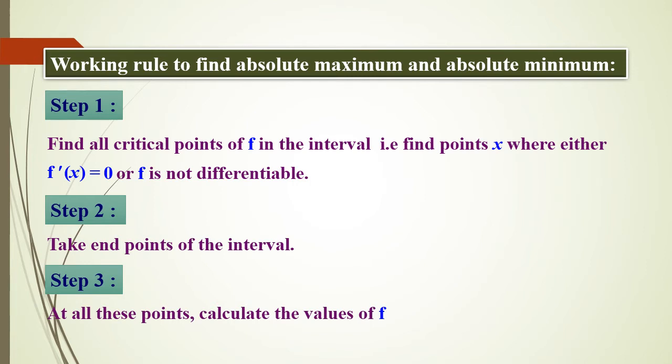See, the working rules for absolute maximum and absolute minimum. First of all, find the first derivative of the given function. Write f dash of x and take the endpoints of the interval. The interval will be given when you are finding absolute maximum and absolute minimum. Next, after finding the first derivative, write f dash of x equal to 0 and calculate the critical points.